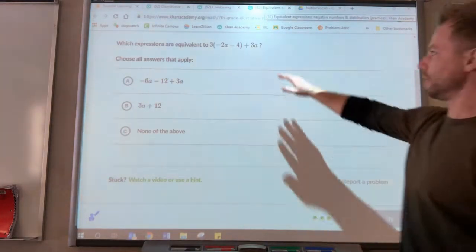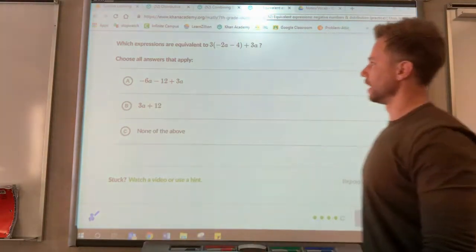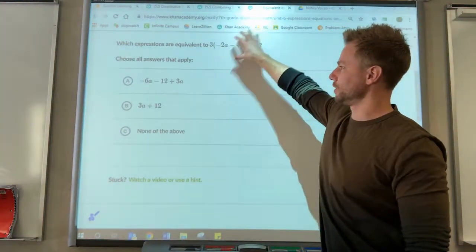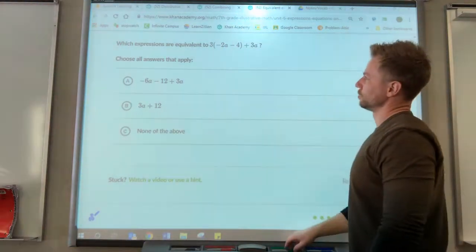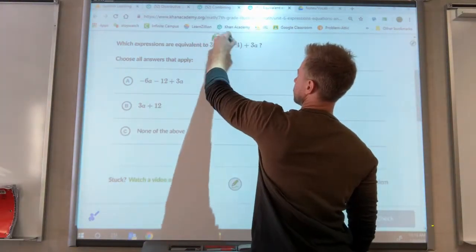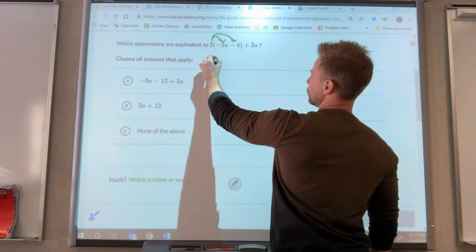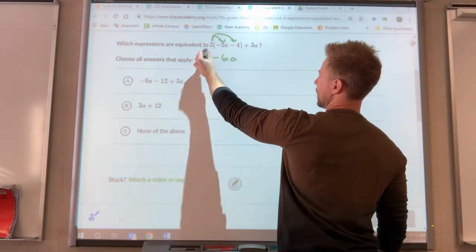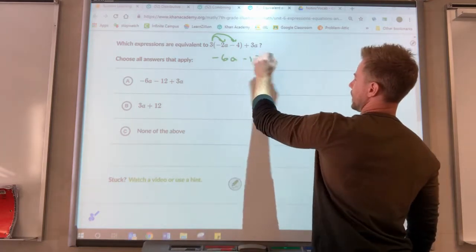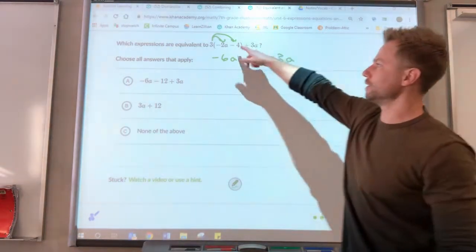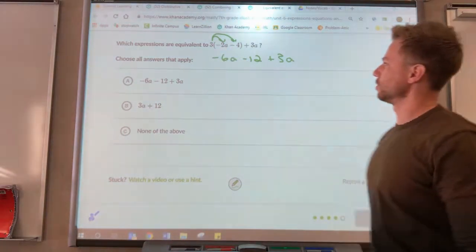Okay, one more like that. Now this is not simplified and these are not simplified. Actually the second one is, but the first one's not. So sometimes you might have to simplify the original and the choices and see how they match. Okay? So let's distribute. Up here we have parentheses. What's on the outside has to be multiplied by everything on the inside. So 3 times a negative 2, positive and negative makes a negative, 6a. Again, a positive 3 and negative 4 makes a negative 12. And then on the end we have this 3a. It's not in the parentheses, so it does not get multiplied by 3. Only what's in the parentheses gets multiplied by 3.